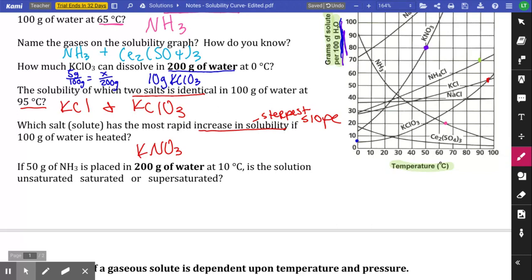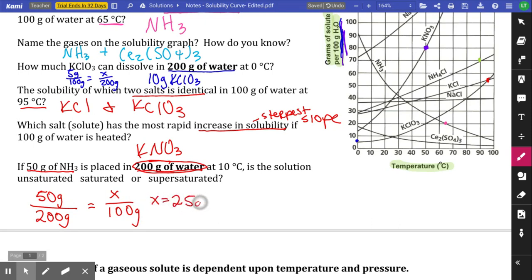And then finally, our last one. I guess we probably didn't work one of these before, but they're pretty simple, pretty easy. It says if 50 grams of NH3 is placed in 200 grams of water at 10 degrees Celsius, is the solution unsaturated, saturated, or supersaturated? Once again, we have 200 grams of water instead of 100 grams of water. So we need to figure out how much it would be. If I have 50 grams in 200 grams of water, that means I can have X in 100 grams.